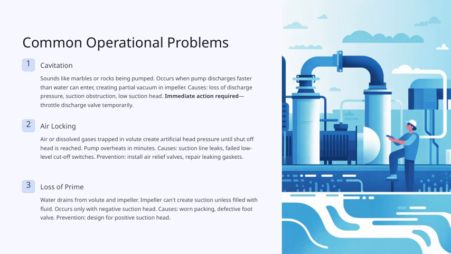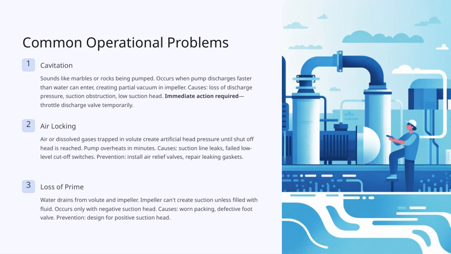First up is cavitation. You might hear sounds like marbles or rocks being pumped through the system. This happens when the pump discharges water faster than it can enter, creating a partial vacuum in the impeller. The main causes include a loss of discharge pressure, suction obstructions, or low suction head. Cavitation is serious because it can damage the impeller, so immediate action is required, usually by temporarily throttling the discharge valve to reduce the load.